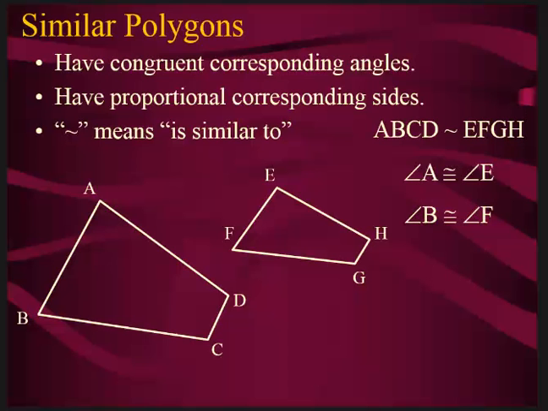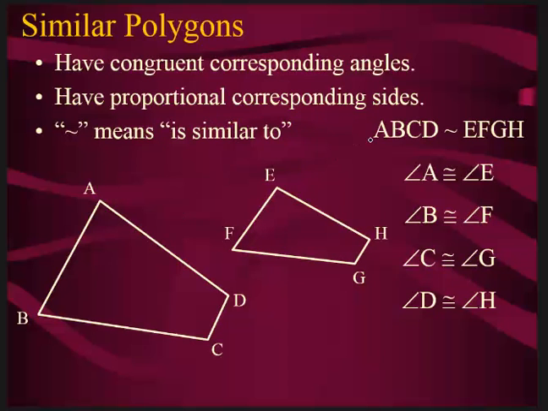Angle C is congruent to G, and D and H are also congruent. Okay, so that takes care of my angles. Now what about my sides? Well, this says that the corresponding sides are proportional.